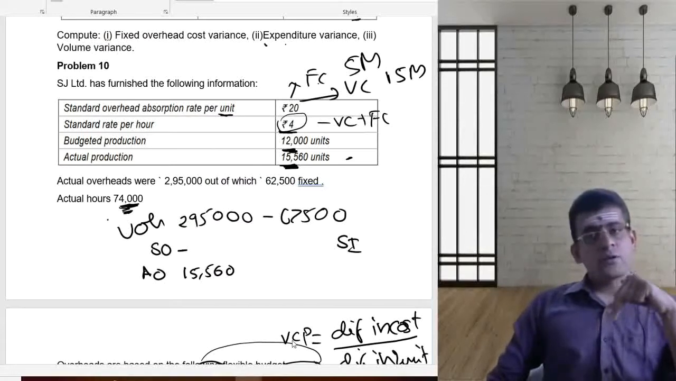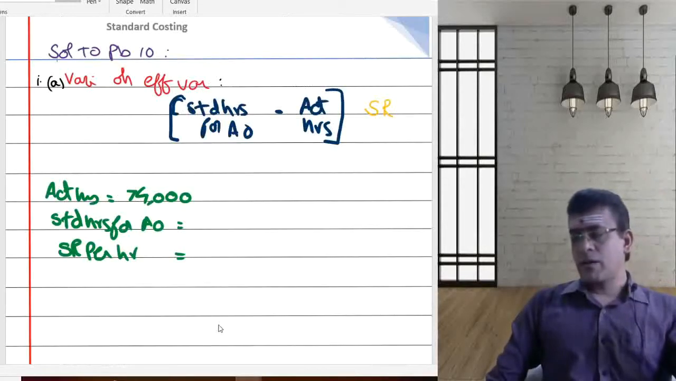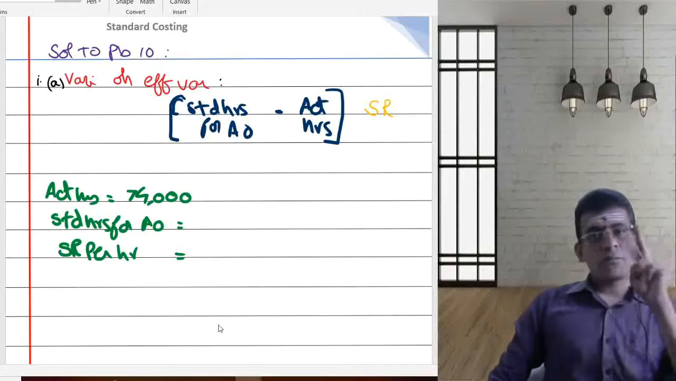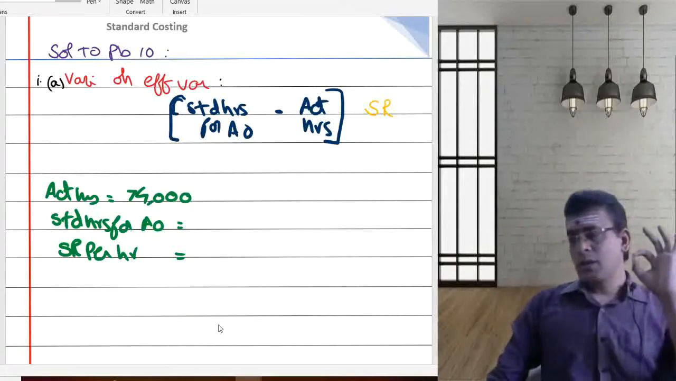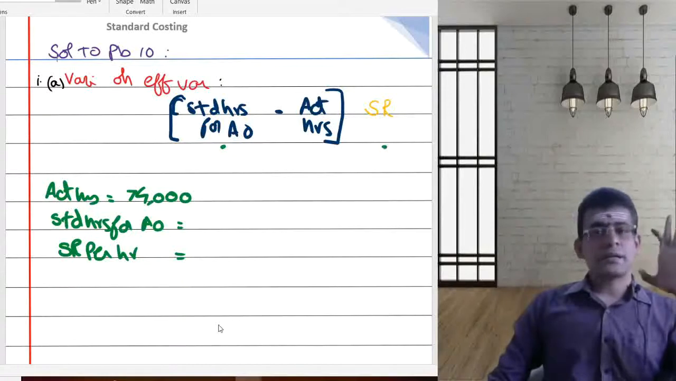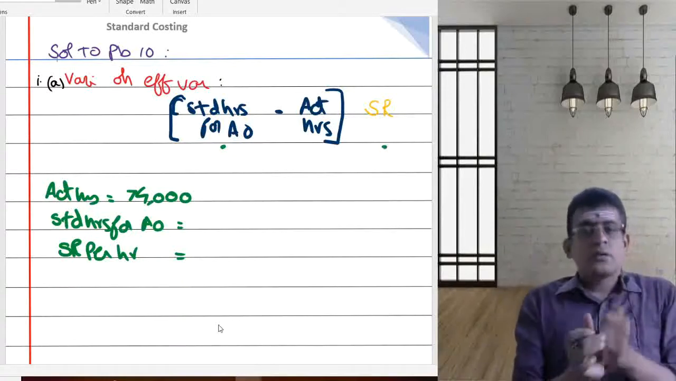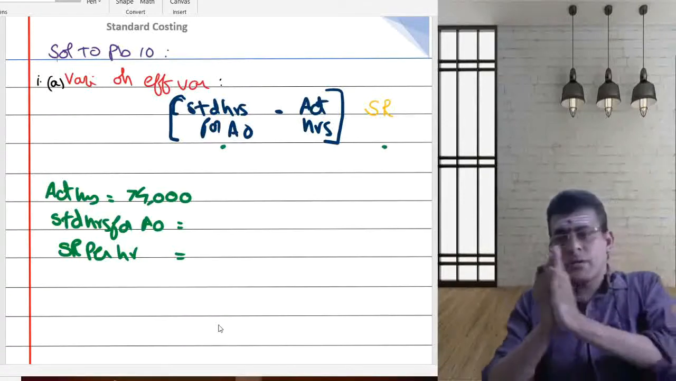Then I can try to find out standard hours for actual output. So then ultimately I can find out the difference in hours. One part will be done. Then I need to find out something called standard rate. So now the entire problem is lying on the calculation of your standard hours for actual output and something called standard rate. Once you put this, you will be in a position to understand what you are supposed to find out, what information is there.